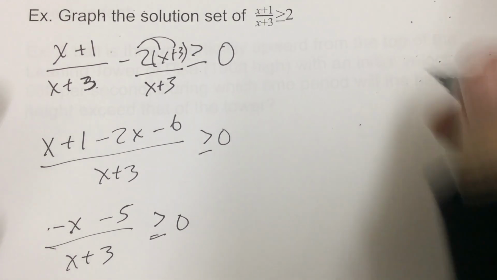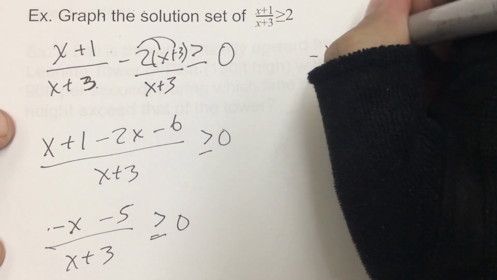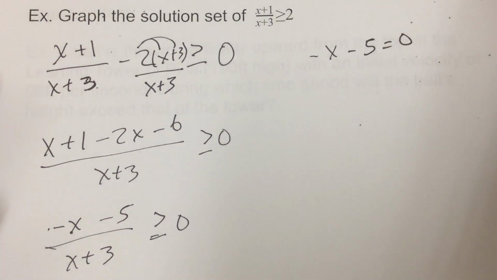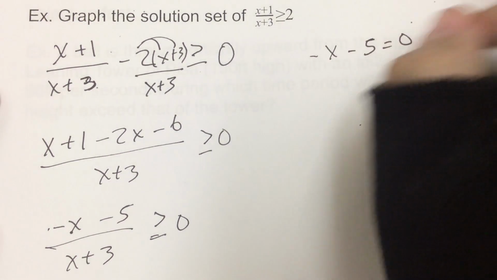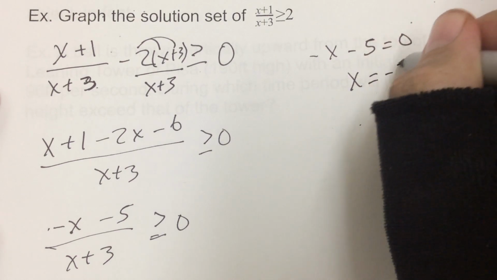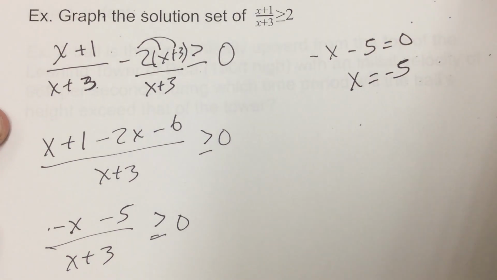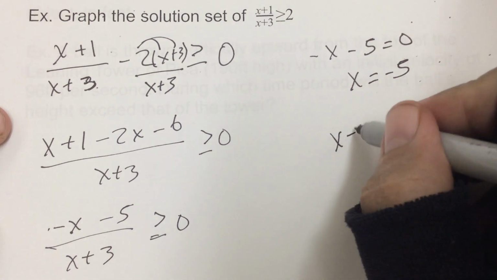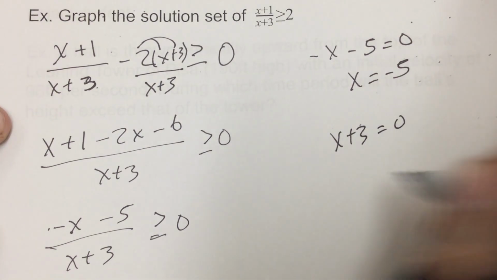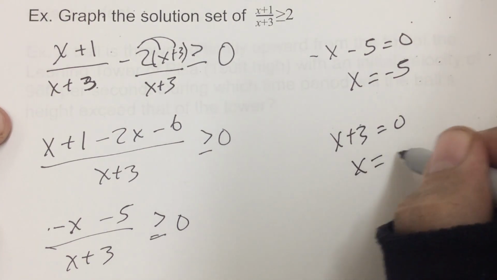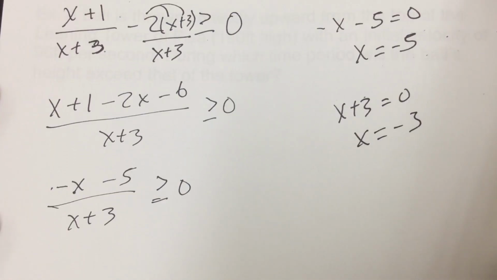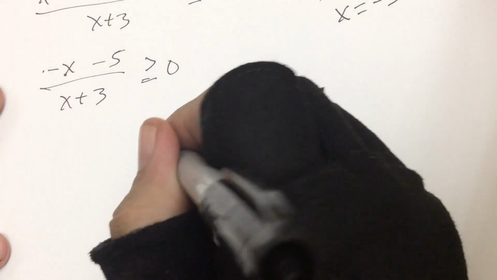So now we can take our top, negative x minus 5, and set it equal to 0 and solve. We can add the x over and get x equals negative 5. Then we're going to take the denominator, x plus 3, and set it equal to 0. So we'd subtract the 3 over, and so x would equal negative 3. So those are going to be my boundary points.